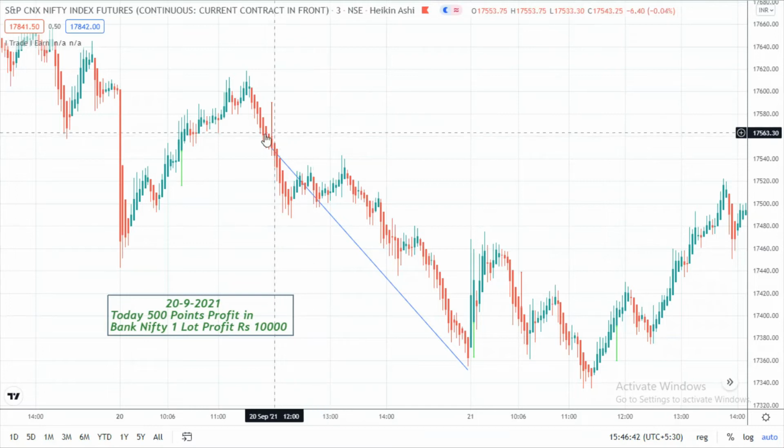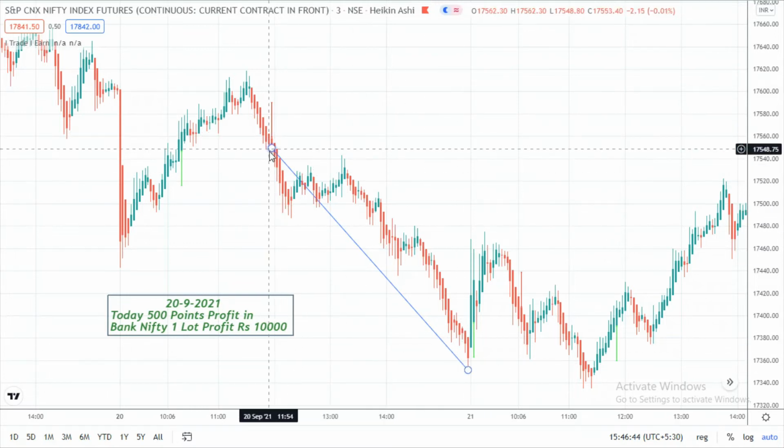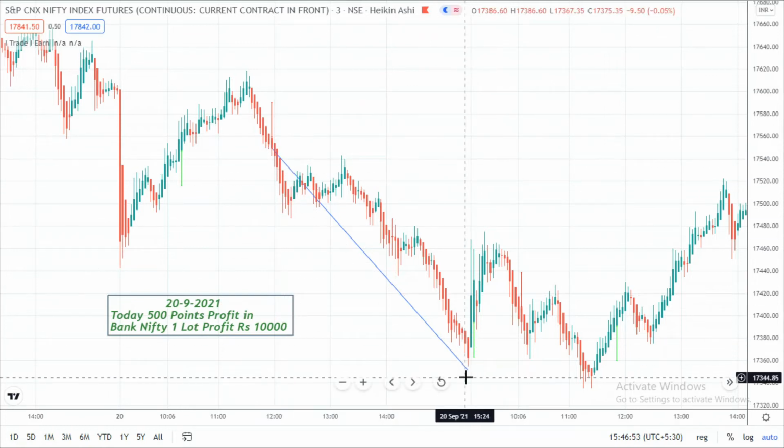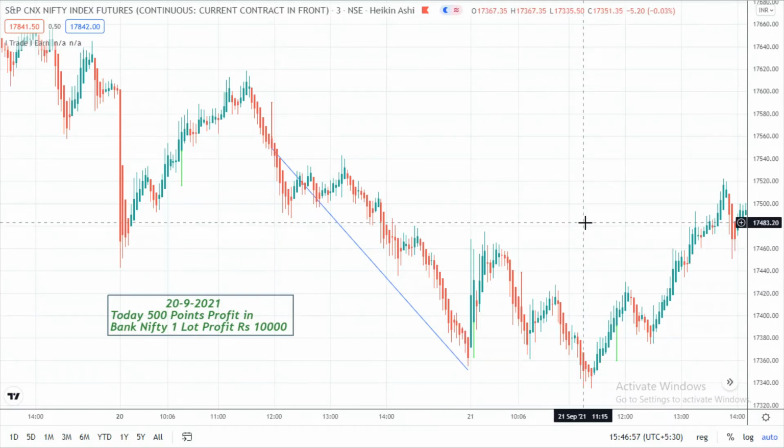On the second candle, a sell signal was generated. From here it went up right till here, almost 500 points in one day. 500 points.